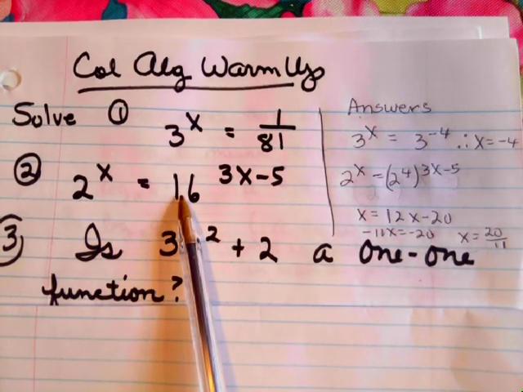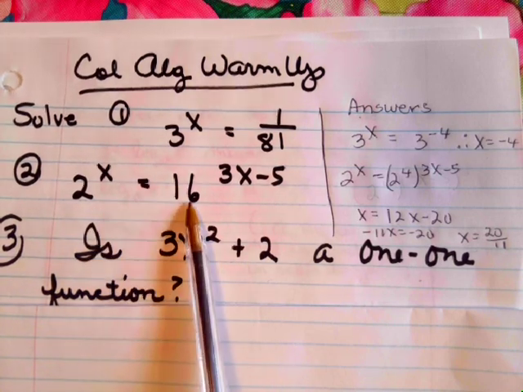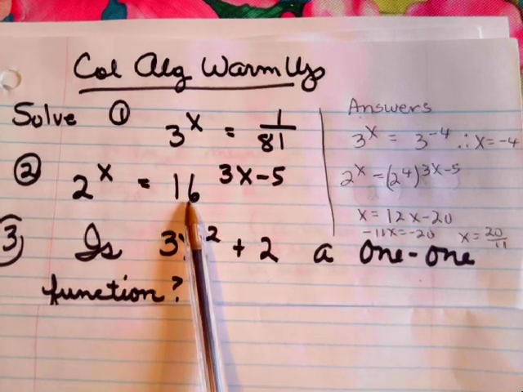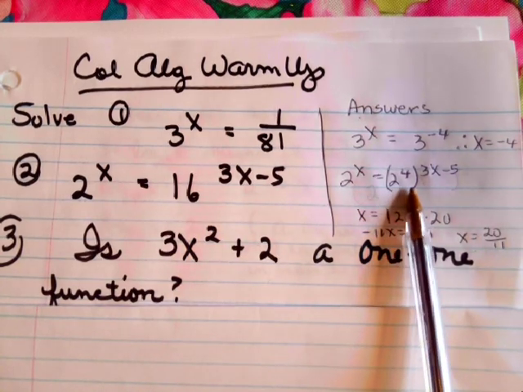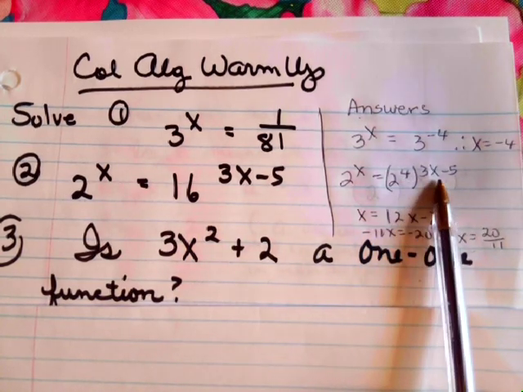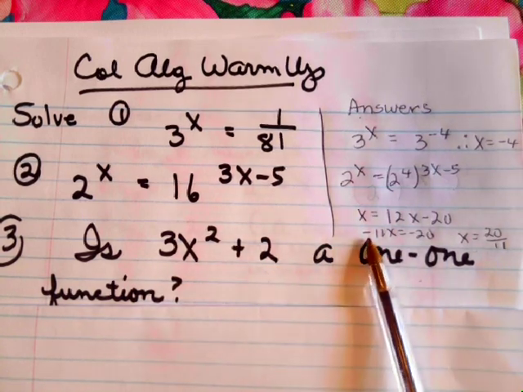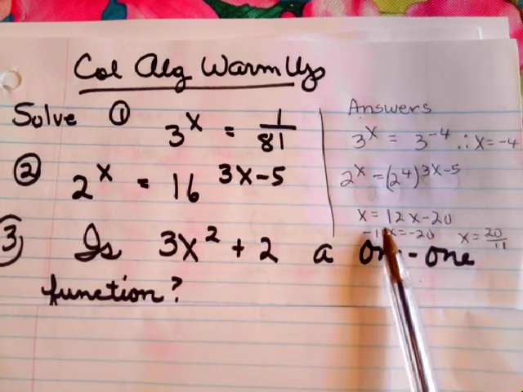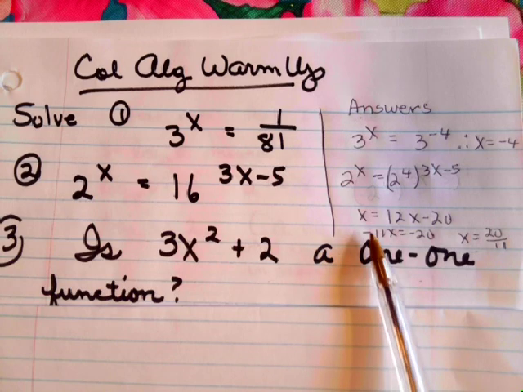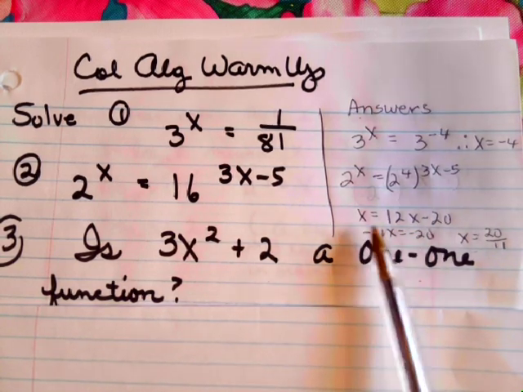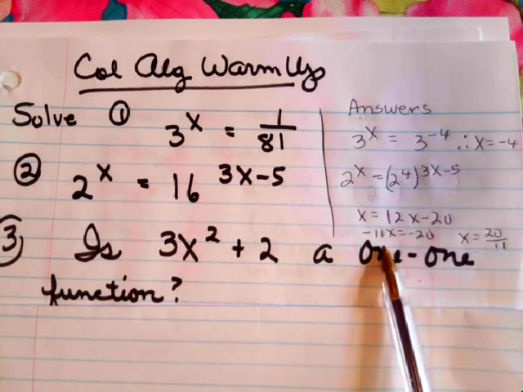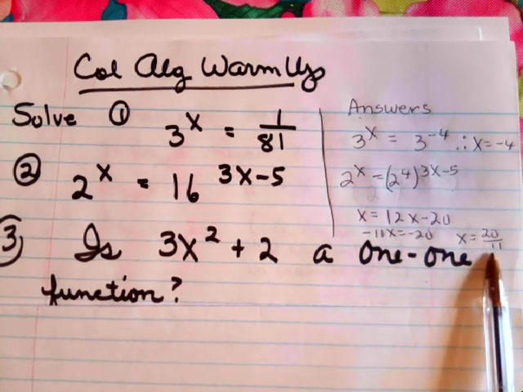Homework warm-up number 2. If you had 2 to the x equals 16 to the 3x minus 5, that 16 could be written as 2 to the 4th. You would have multiplied these exponents. Whenever you have the same base on each side, you can drop the bases and set the exponents equal. x equals 12x minus 20. When you solve that, you come up with x equals 20 over 11.